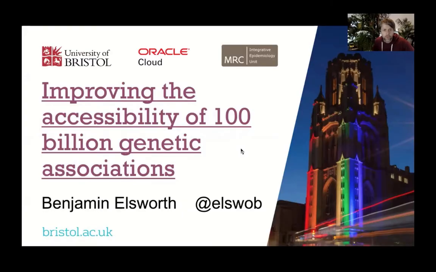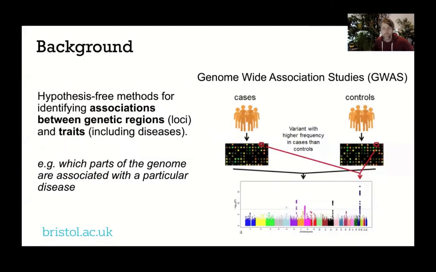So I'm going to talk about the work we've been doing improving the accessibility of over 100 billion genetic associations. Brief background: this is predominantly based on genome-wide association studies, an approach used in genetics research to associate specific genetic variations with particular diseases or traits. So you take two populations, perhaps cases and controls, and identify the regions of the genome that are associated with a particular disease, perhaps.